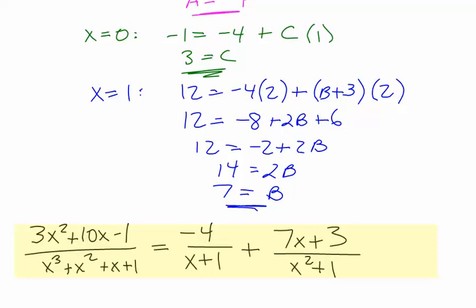Now it doesn't matter what order you put things in over on the right hand side. You might write the x squared plus 1 denominator first, and you might have a different a, b, and c, but they should correspond to the same answer when all is said and done. Follow that technique and you know how to do a partial fraction decomposition.